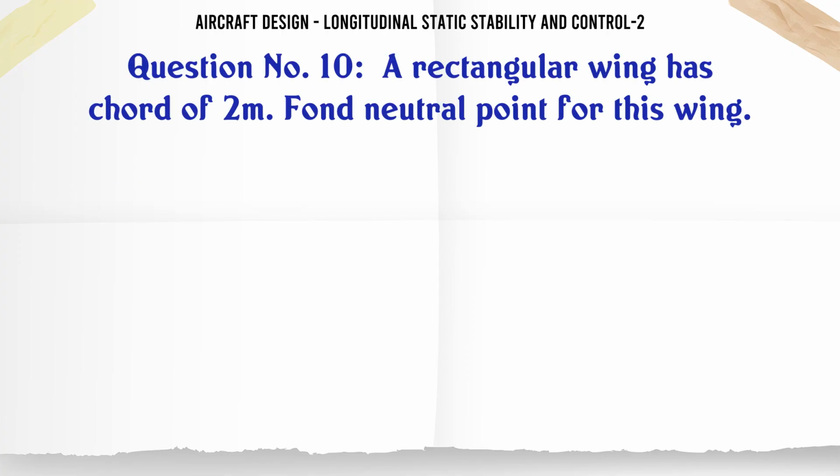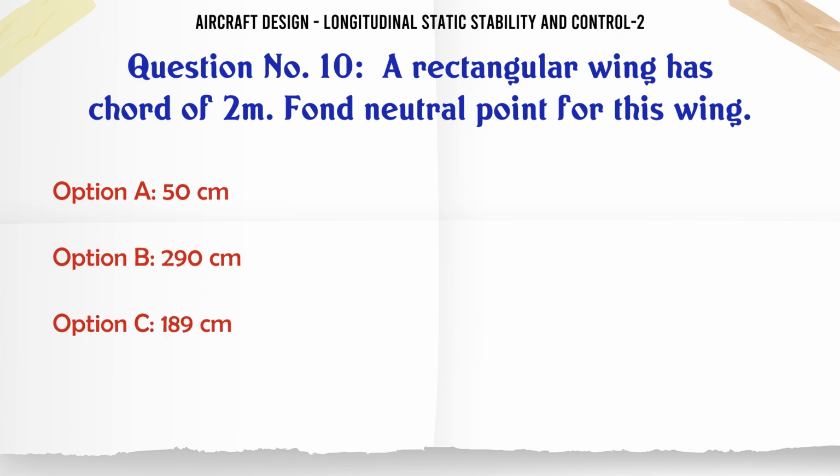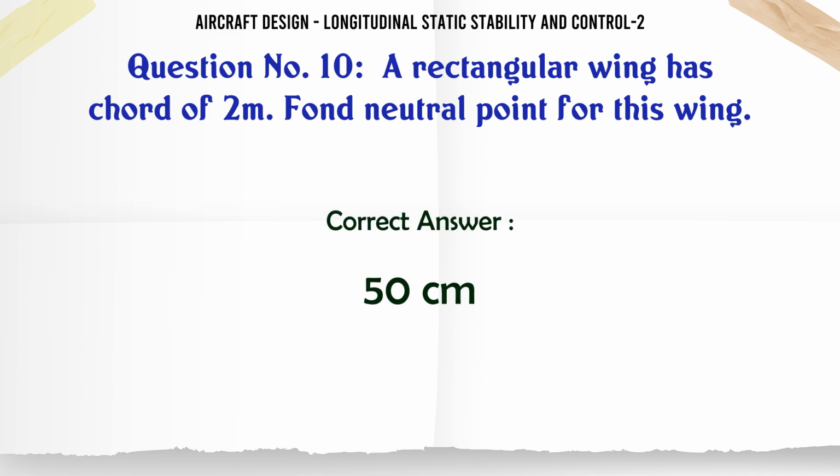A rectangular wing has a chord of 2 m. Find the neutral point for this wing. A: 50 cm, B: 290 cm, C: 189 cm, D: 267 m. The correct answer is 50 cm.